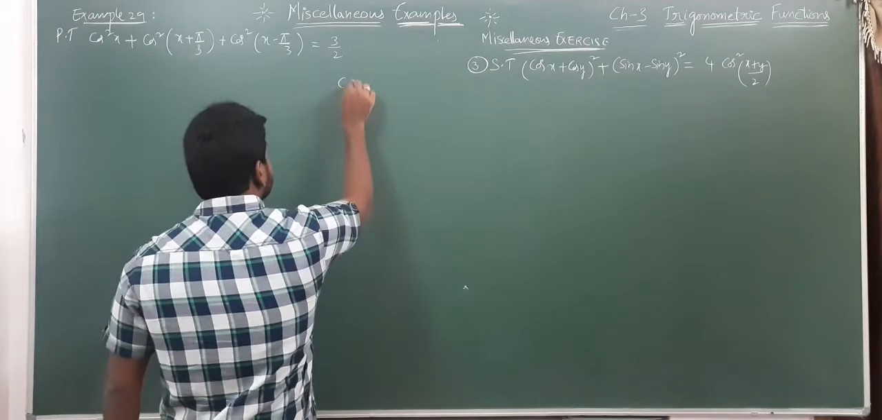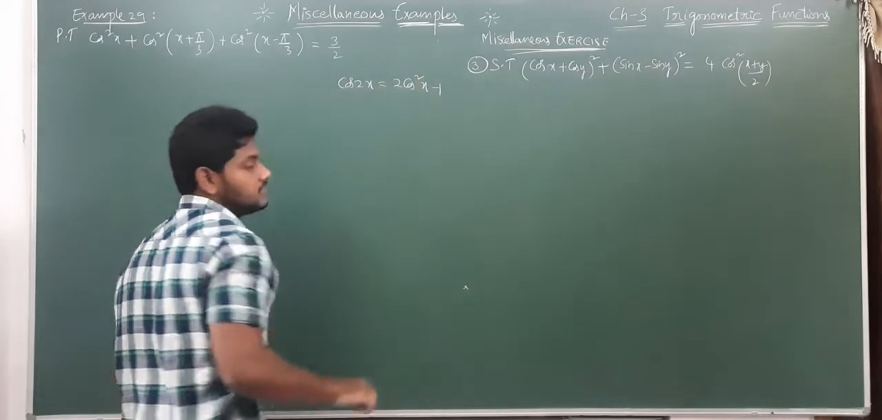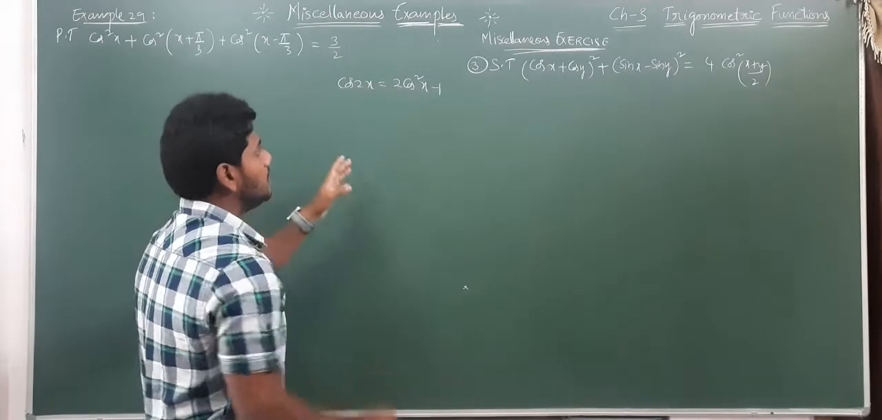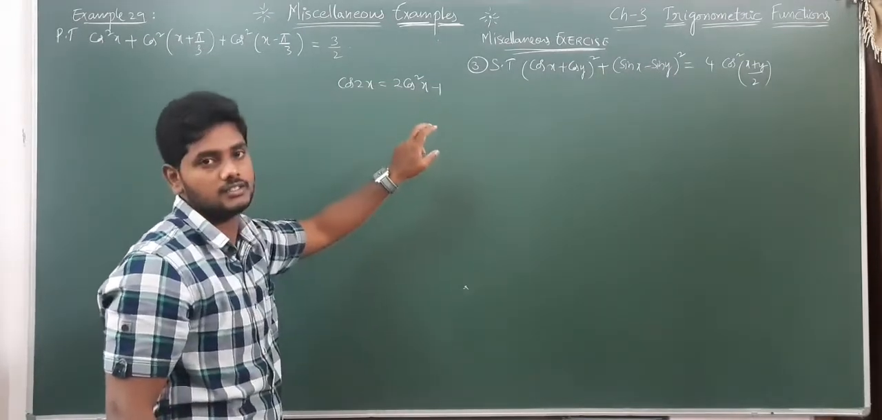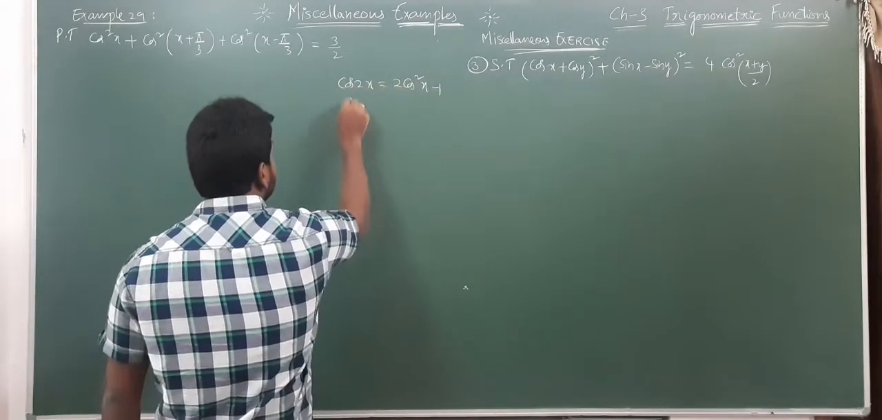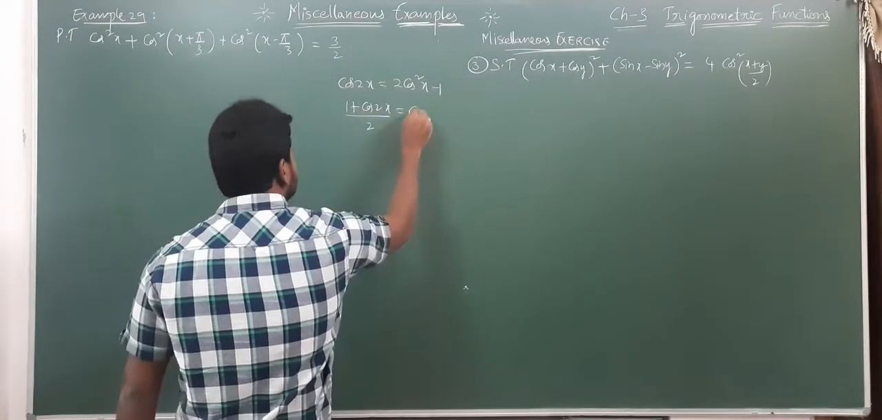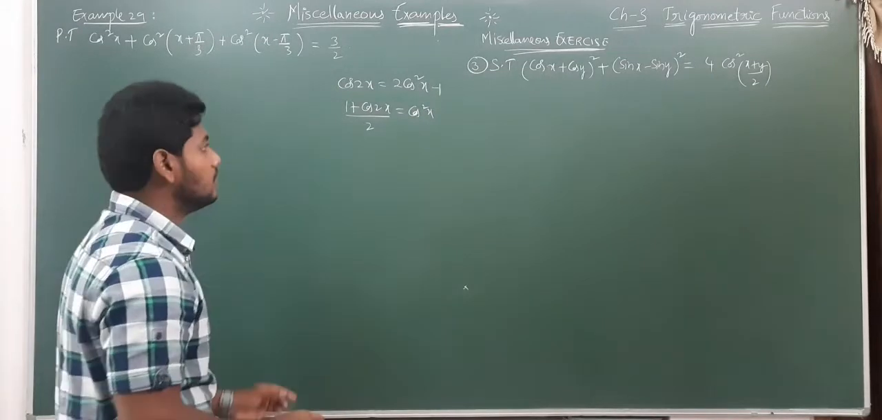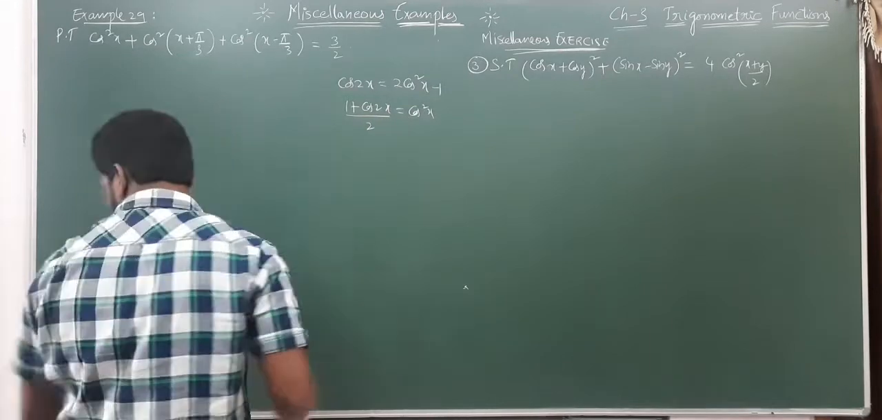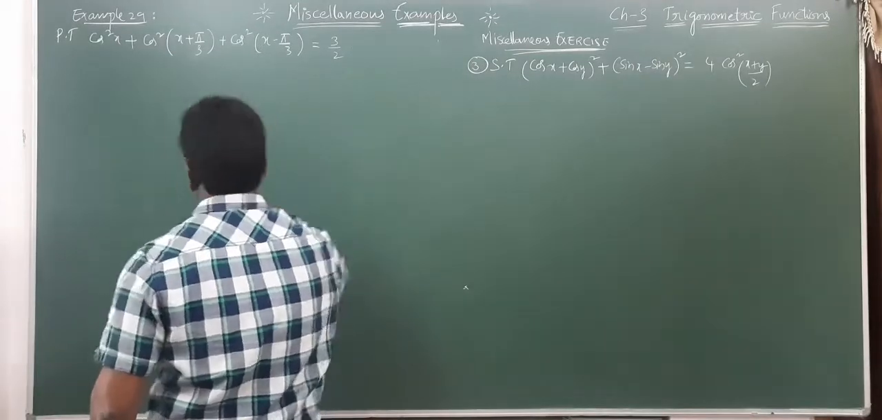You know the cos 2x formula. What is that? 2 cos square x minus 1. So whenever you get cos square, you need to use this formula, because in this formula you have cos square x. Bring the minus 1 over, and it becomes 1 plus cos 2x. To get only cos square x, divide by 2. Do you understand now? What is cos square x? Cos square x equals 1 plus cos 2x by 2. Note that down.